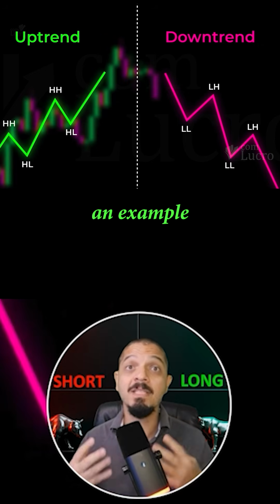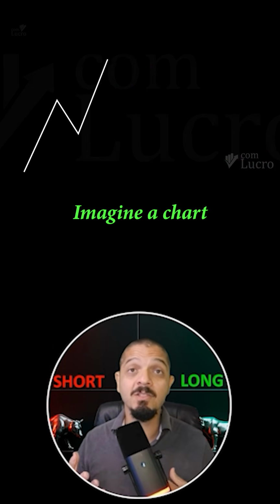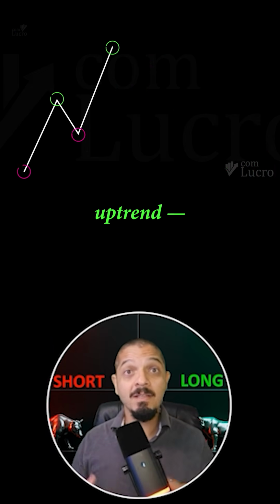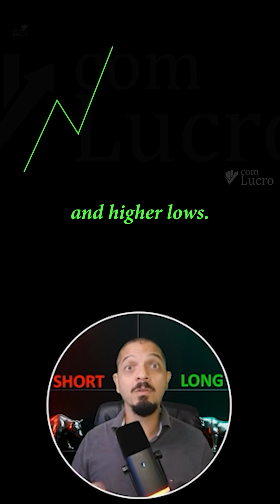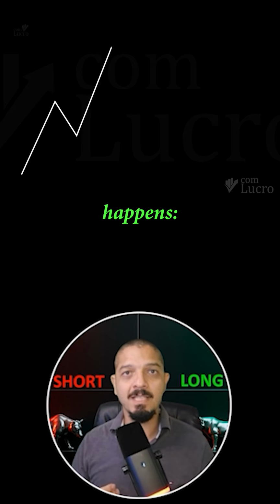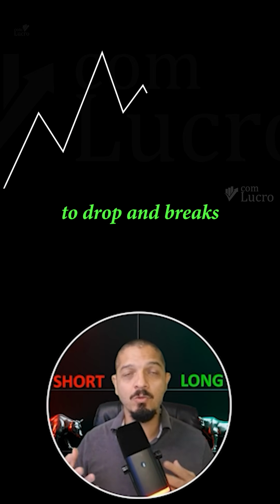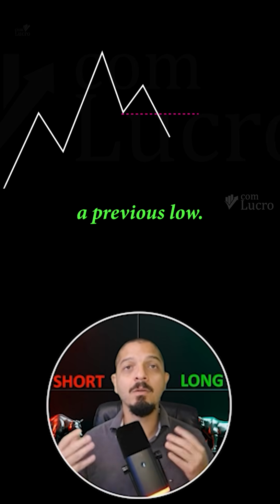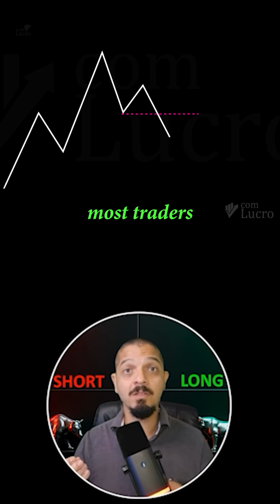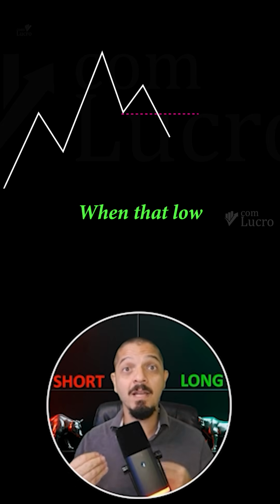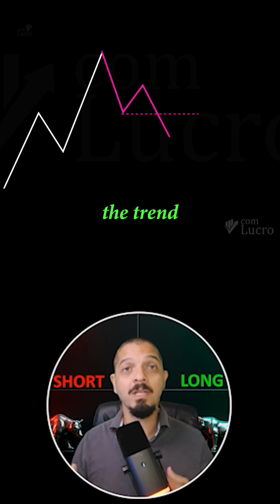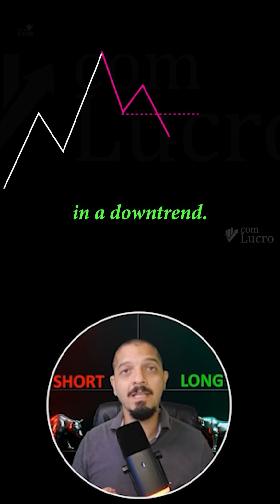Let me walk you through an example to explain. Imagine a chart that's clearly showing an uptrend, higher highs and higher lows. Then something interesting happens. The price starts to drop and breaks a previous low. This is where I see most traders make a common mistake. When that low gets broken, many assume the trend is reversed and believe we're now in a downtrend.